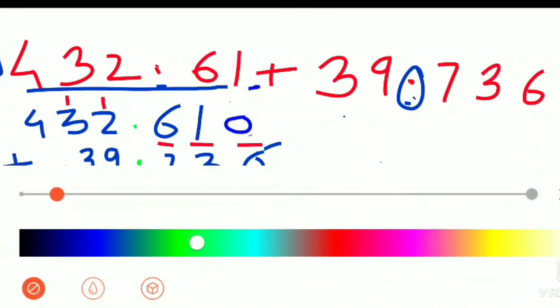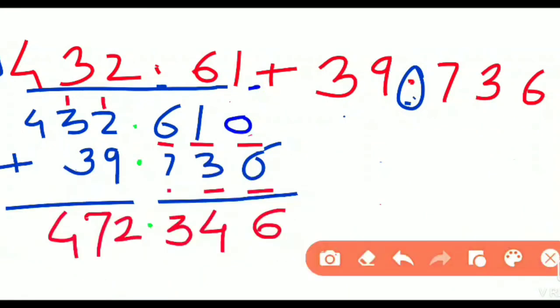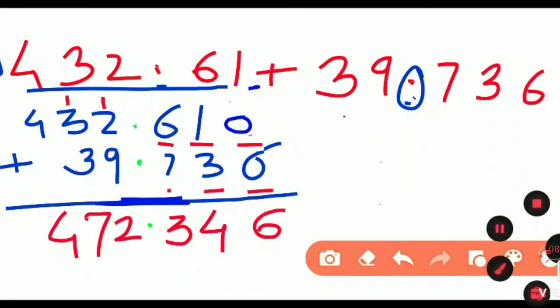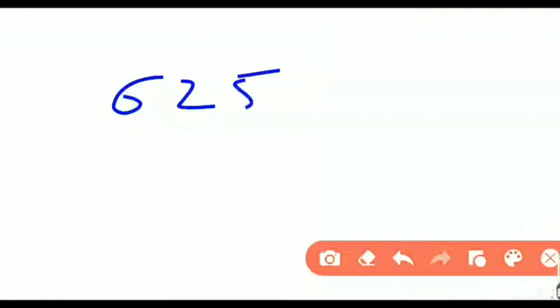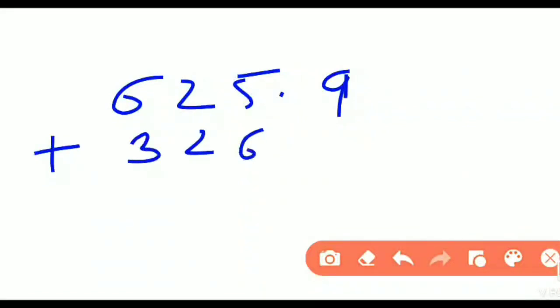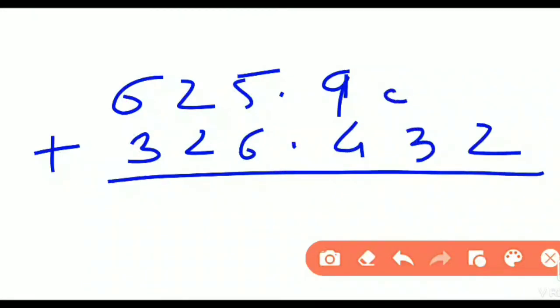Okay, now all of you, if you understand it, then we will move towards the next question. Do you all understand? Okay, now we will move towards the next question. Suppose I write here one question: 625.9 plus 326.432. As I told you, you have to give your own zeros here.